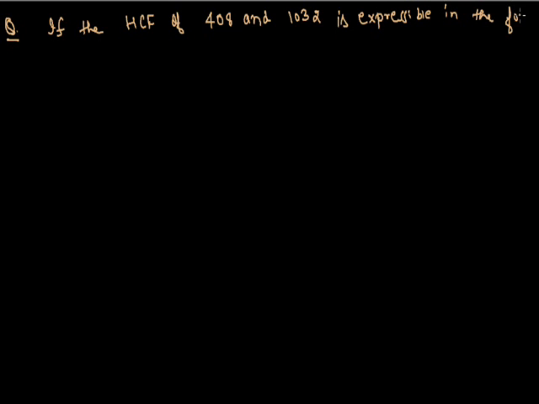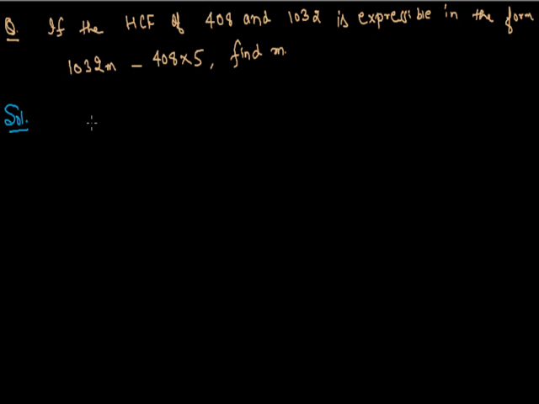Next problem. If the HCF of 408 and 1032 is expressible in the form of 1032m minus 408 multiplied by 5, then find m. Now, solution.